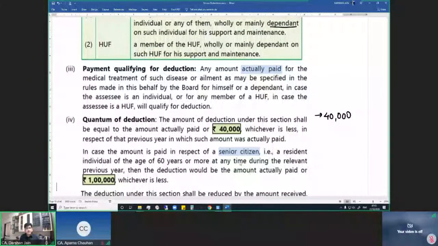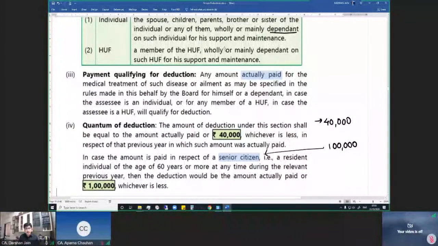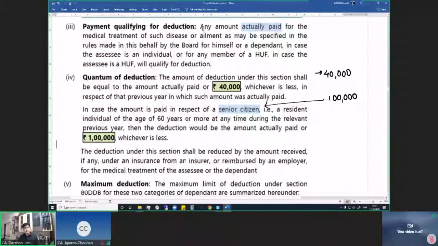However, if the expenditure on medical treatment is done on a senior citizen, now senior citizen is defined to be a resident individual who has attained 60 years or more of age at any time during the previous year. So if the medical expenditure is done on a senior citizen, in that case the deduction would be that of 1 lakh rupees. Maximum deduction is capped at 40,000 or 1 lakh. In case the dependent is a senior citizen, it is 1 lakh. For all other dependents or the individual himself, it is 40,000.